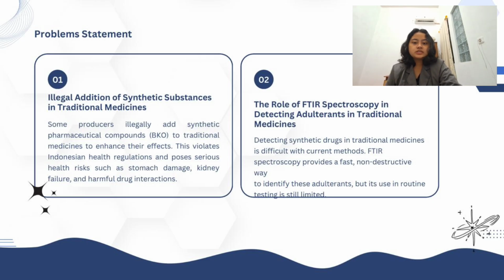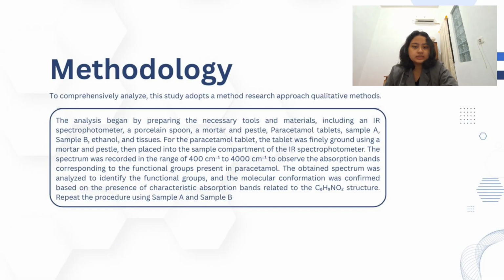Okay, so next is the problem statement of the study. First, some producers illegally add synthetic drugs to traditional medicines. This violates health rules and can cause serious risks like stomach damage, kidney failure, and dangerous drug interactions. The second is that authentication is still difficult. FTIR spectroscopy gives a fast and safe method to identify them, but its use in routine testing is still limited.